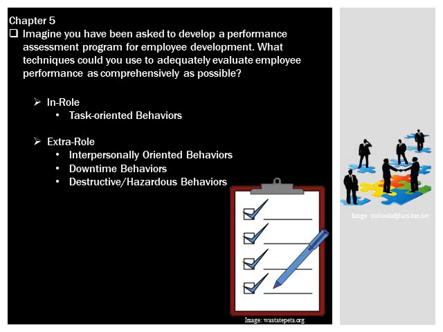And so I offer you that as we look at that, we have to look at in-roles and extra roles: what tasks need to be accomplished and how are we gauging those behaviors. So task-oriented behaviors, where when we do feedback we look at how well the employee performs the task associated with the job. And as we start to look at extra roles, there are interpersonal behaviors, downtime behaviors, and whether or not some of their behaviors are destructive or hazardous.